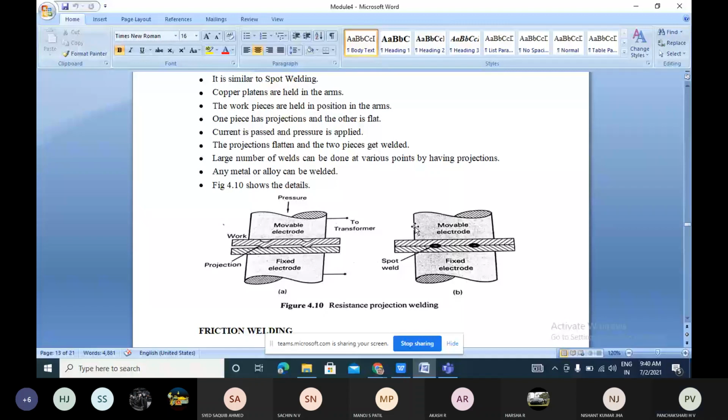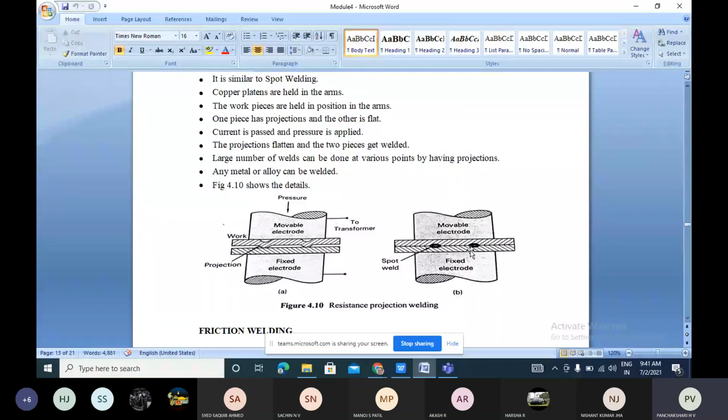So for the number of welds, first we have to design which parts and how many welding joints are required. Accordingly, we have to make the projection in one of the parts, and later it becomes flat. See how it has become flat like this. Because of the application of force, this metal becomes flat. So this is projection welding.